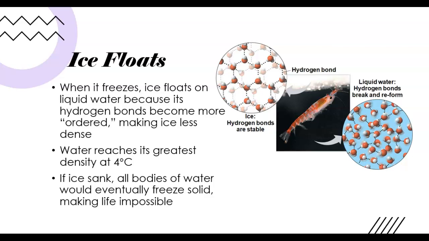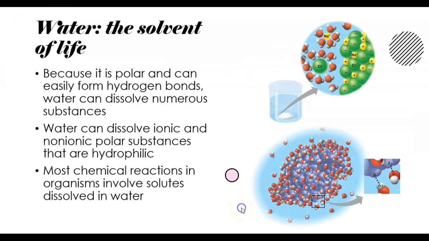Water reaches its greatest density at 4 degrees Celsius, and then it starts to lose density again. The big thing to realize about the fact that ice floats is that if ice sank to the bottom, then all bodies of water would eventually freeze solid. And if that were the case, then life would be impossible. And so you've got to have ice floating in order to maintain living things in water underneath the ice, and also to help our temperature remain moderated as well.